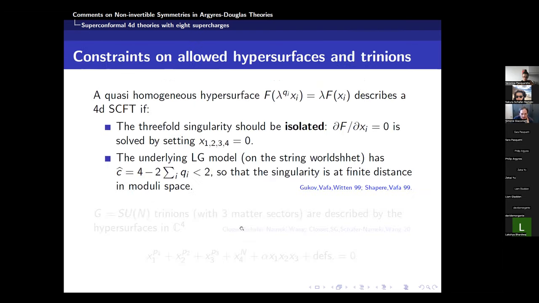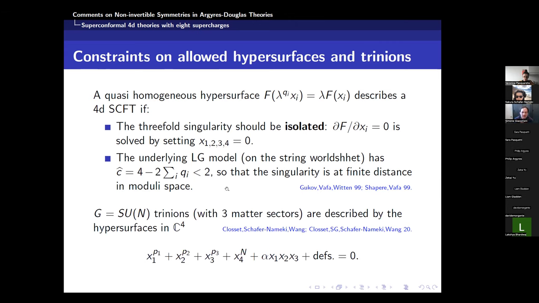Okay. These trinion theories do have a type IIB realization as a hypersurface in C^4. The constraints we have for the hypersurface are these ones. We want this singularity to be isolated. And then we have a constraint on the central charge of the underlying Landau-Ginzburg model, which lives on the worldsheet of the type IIB string. And this inequality is required so that the singularity is at finite distance in the moduli space. This was studied in these two papers.